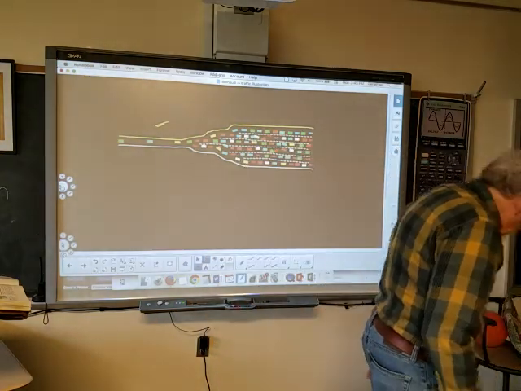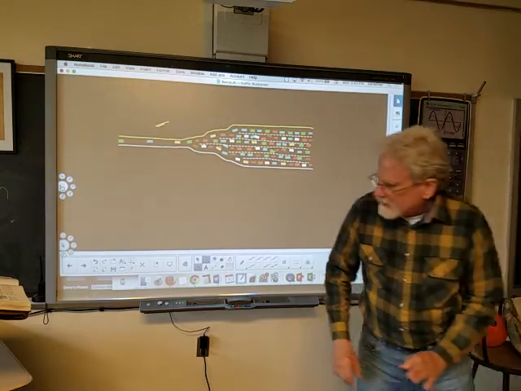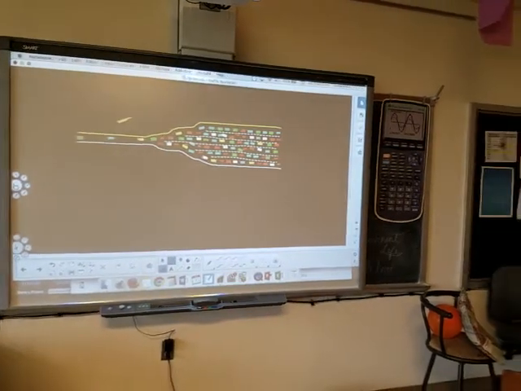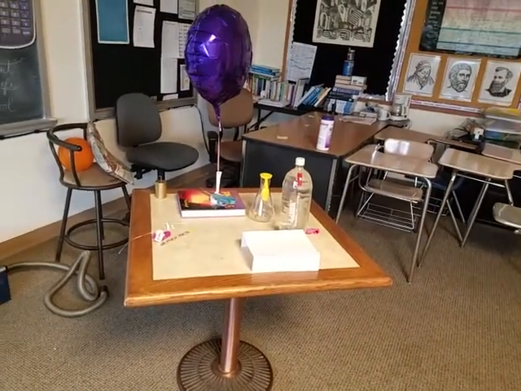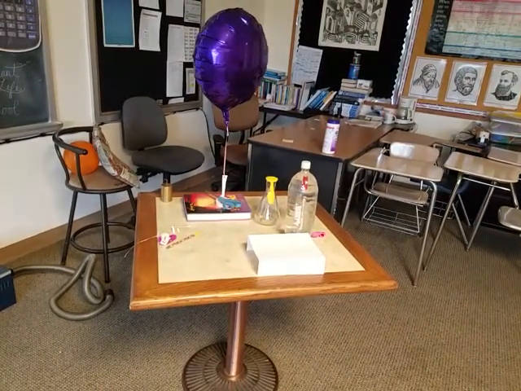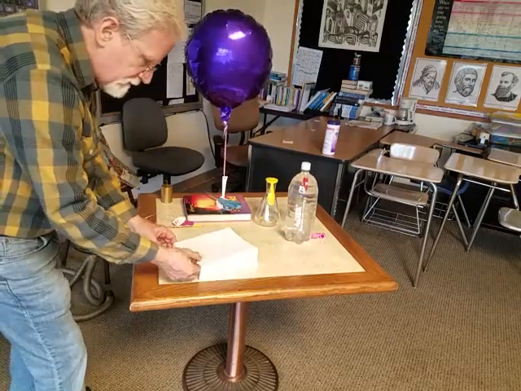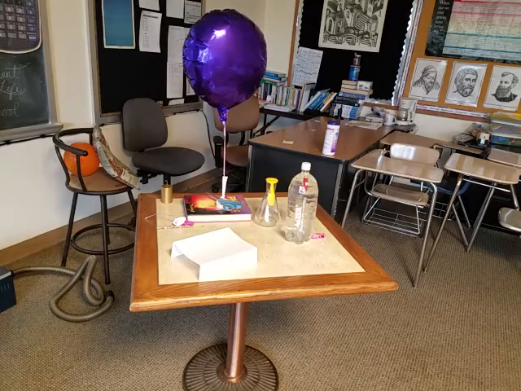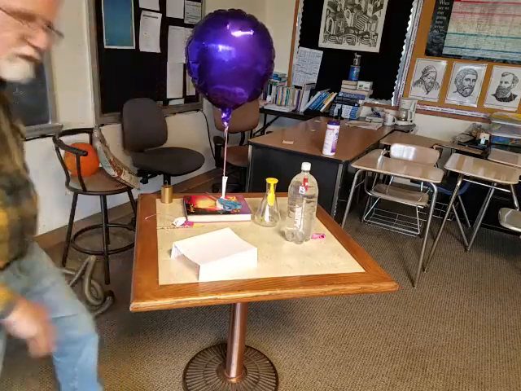One more thing about Bernoulli principle. For this one, I'm going to have to change the camera angle here and point you at my little demonstration table. Okay. Now, consider this. Here I have a house. A very strange little house. But I'm going to put some moving air going through the inside of the house.